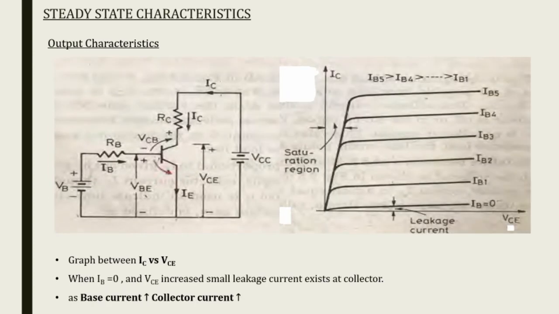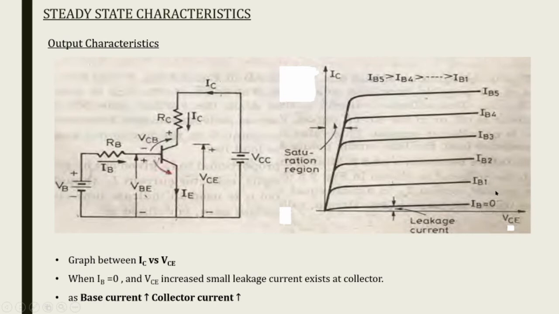Now coming to the output characteristics. The output characteristics will be a graph between the collector current IC and the collector emitter voltage VCE. For the output characteristics of a power BJT, the graph is between the output current, that is the collector current, and the collector emitter voltage.